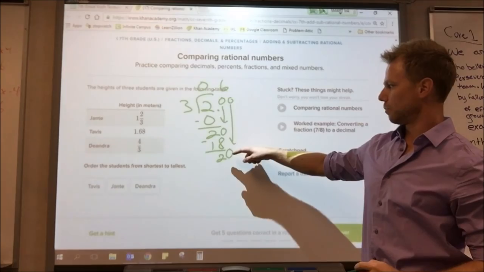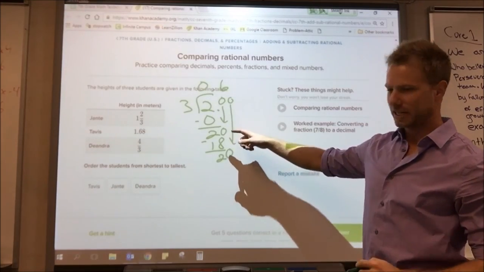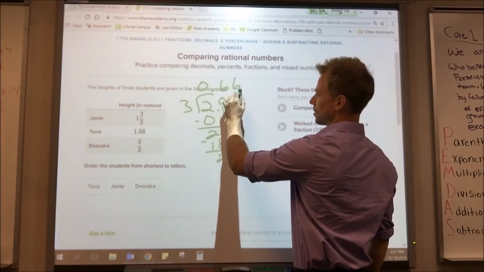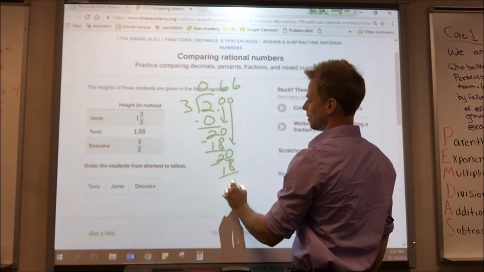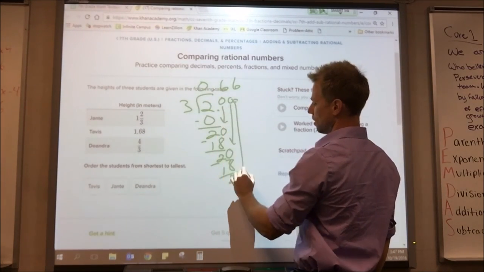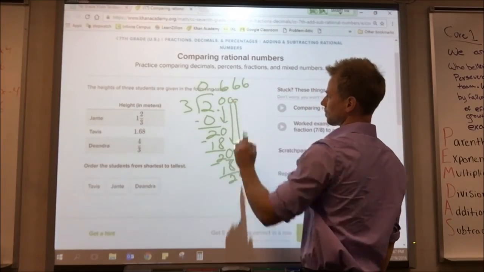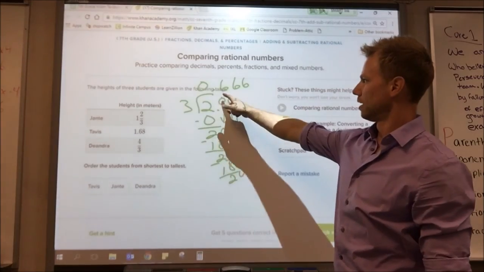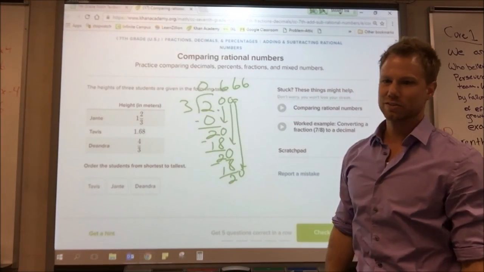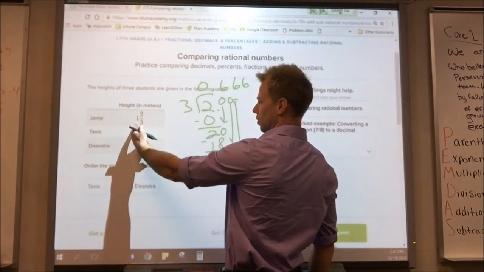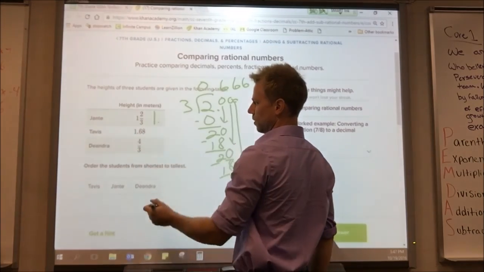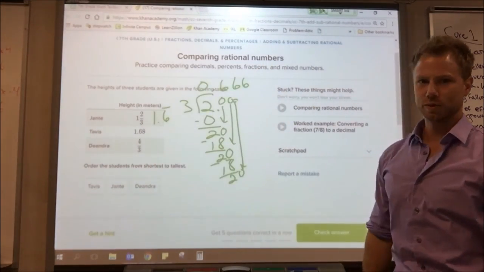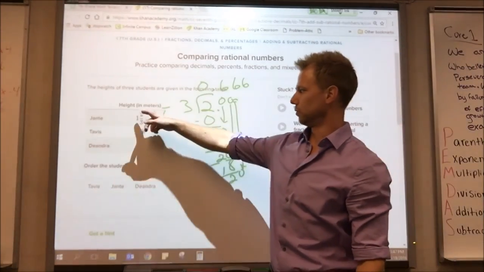And we start to see a pattern that's forming. I'm going to get 20 every time. So 3 goes into 20 6 times again. I get 18. Subtract, we get 2. Bring down a 0. And it's 6 again. So 2/3 as a decimal is actually 0.6 repeating. So when we put the 1 with it again, the whole number, we get 1.6 repeating for 1 2/3.